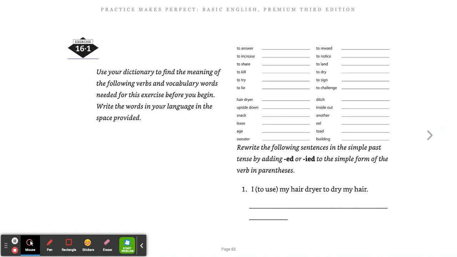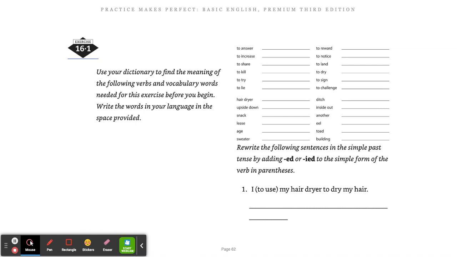For this assignment, I would like for you to do two things. First, translate each of these words to your language. And next, rewrite the following sentences in the simple past tense by adding either ed or ied to the simple form of the verb in parentheses.